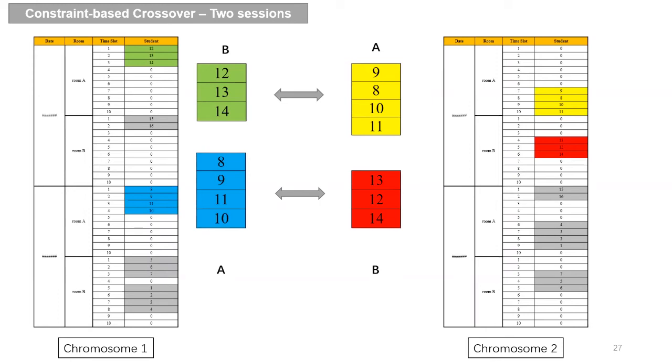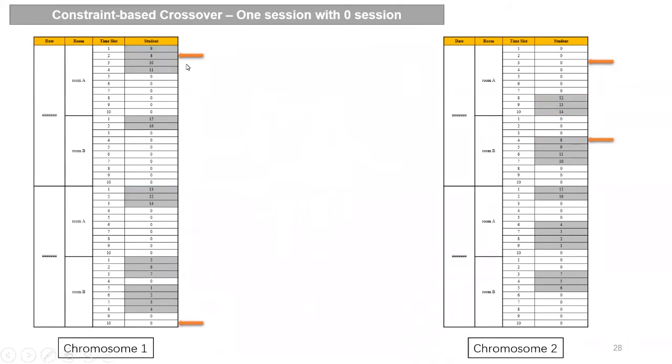And we have another example. So one real session selected with a zero session. If we want to select a real session with a zero session, first we have to select a real session. Okay, so we select the session from 8 to 11. And then to select the zero session, first we will randomly point a zero position. So in this example, we randomly point a zero position here. You can see here and here.